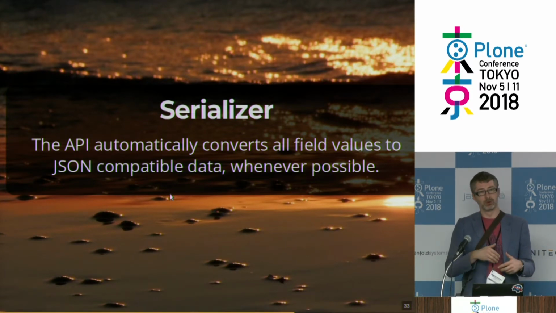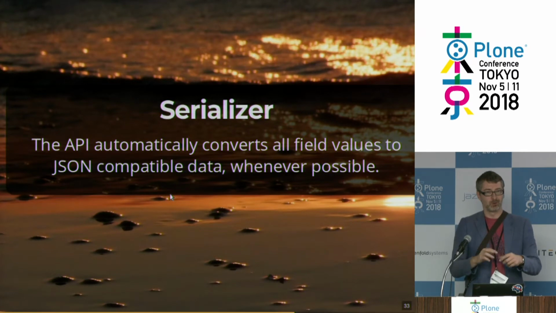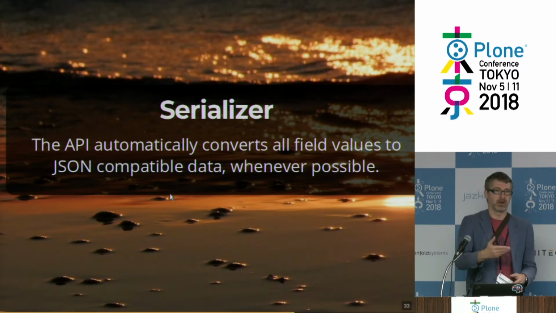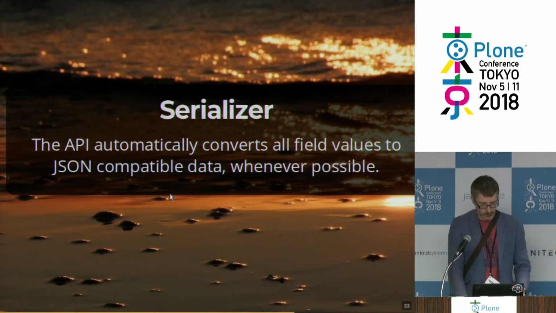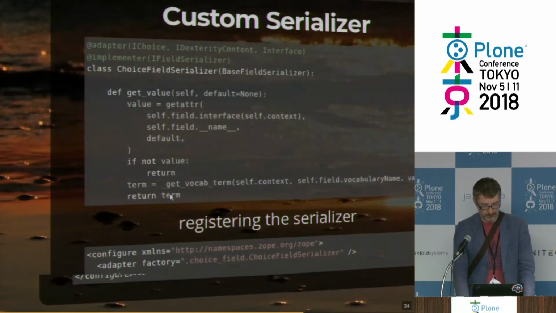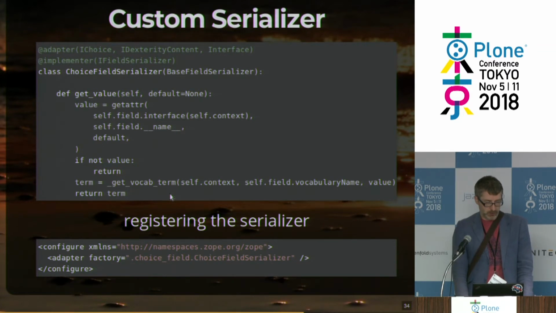Of course, I could go to the backend and get the vocabulary, take the token, and ask what's the actual title for this token. But this would need extra code on the client side, another request. So it would be nicer if my choice or multi-selection fields would just give me everything, not just one string. And it's pretty easy to do that.